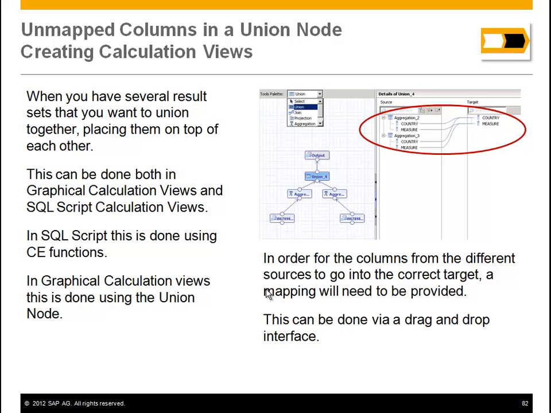When you want to create a union of, let's say, two analytic views, this can be done in the graphical calculation view. It can also be done via SQL script. In SQL script, we can use CE functions. If you are using the graphical interface, then you have to make sure that you map these accordingly. So this could be an analytic view, and this could be a different analytic view. If you want to create a union, you have to make sure they're mapped together in the target.